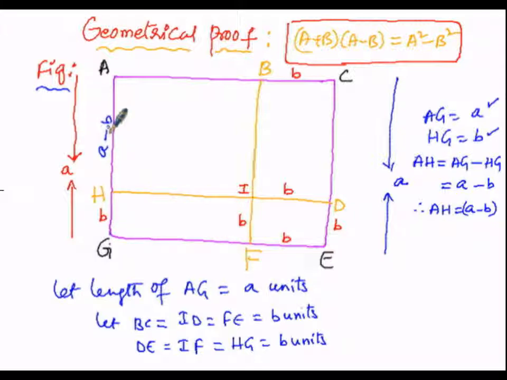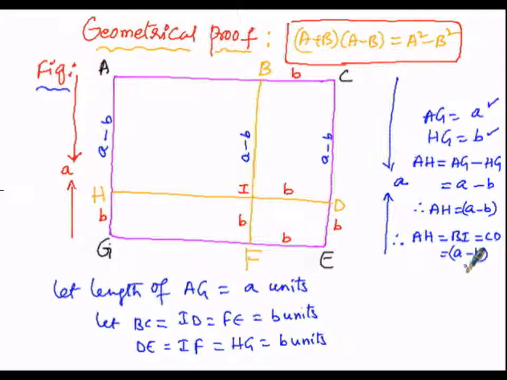Since AH is of a minus b, and opposite to it is BI, this also will be a minus b units. BI is opposite to CD in this figure, so CD also will be a minus b units. Therefore AH equals BI equals CD, each equal to a minus b units.